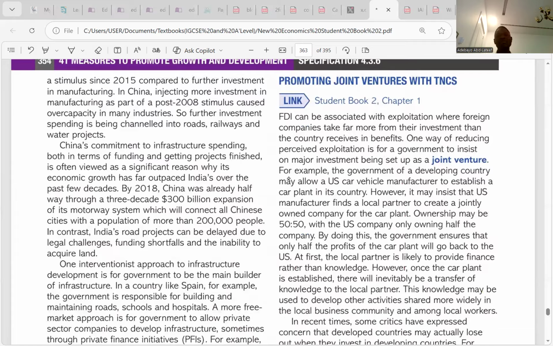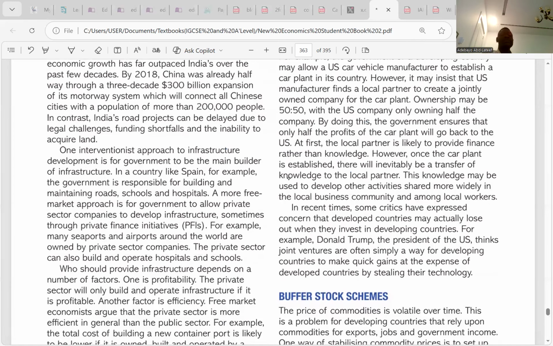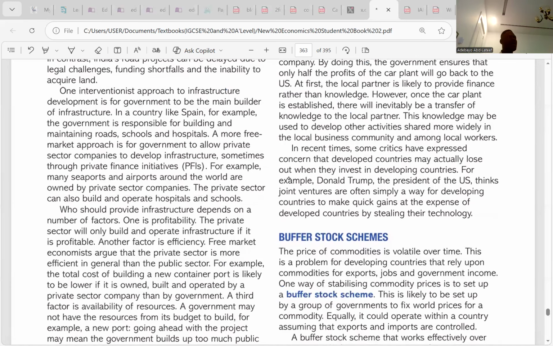Everything is going to come back to bribery and corruption. So how does bribery and corruption come in when it comes to infrastructure? They want to give projects.